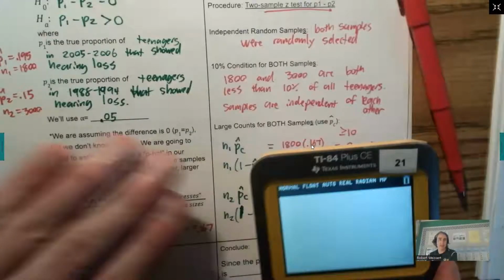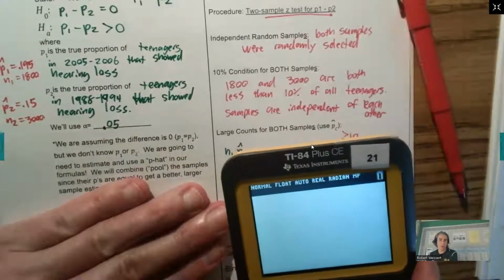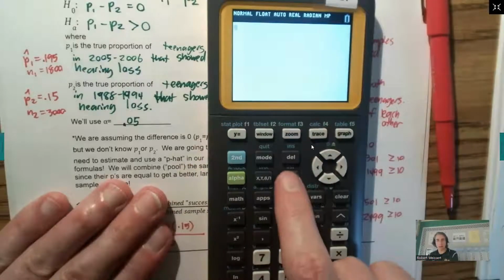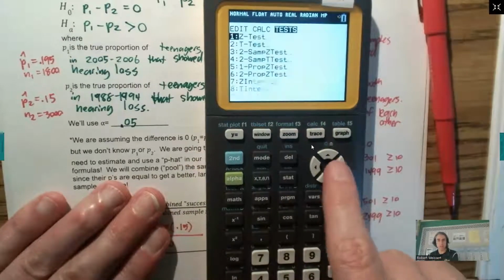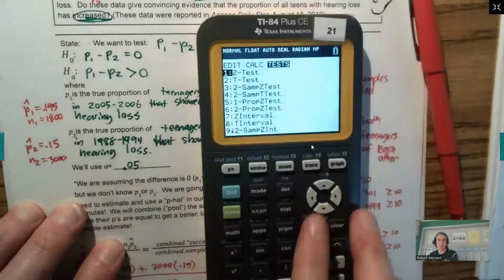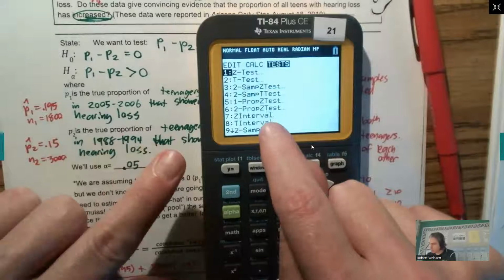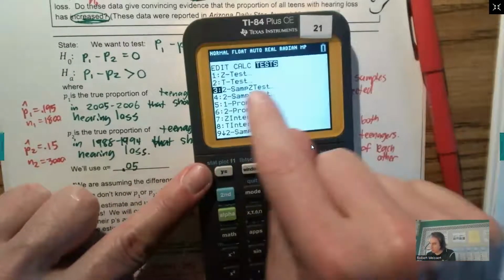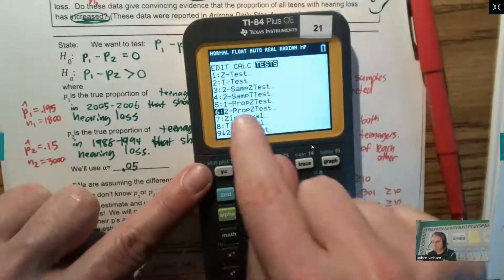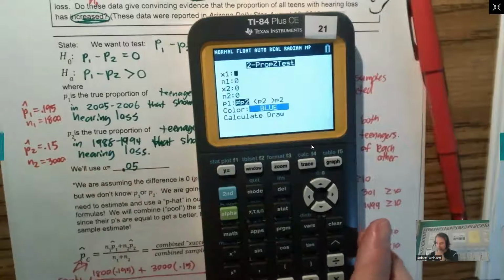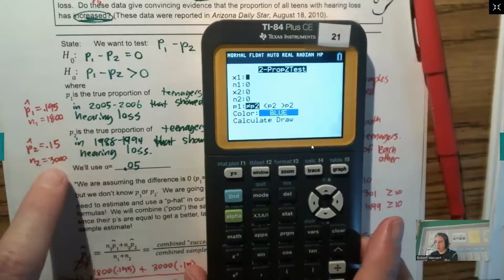So if you decide not to do all that work to calculate PC, that's okay, because what you can do is go to Stat and go to Tests, and this is a 2-sample z-test. So this is going to be a 2-prop z-test. This is a 2-proportion z-test for P1 minus P2. And what we're going to do is input our counts.